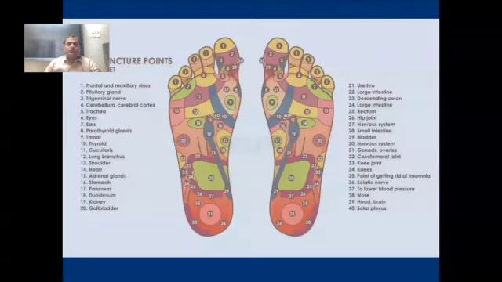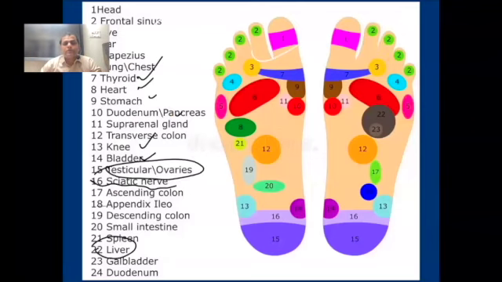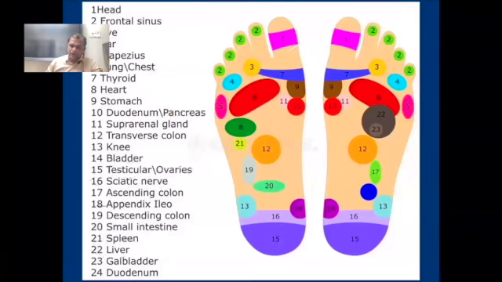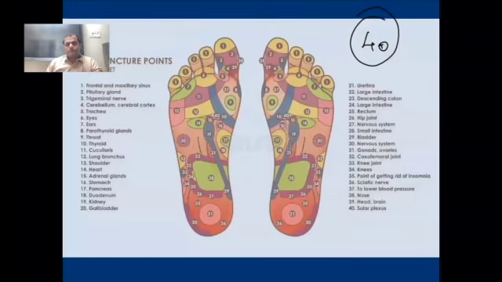So there are too many points, and about 40 points we are going to discuss in this workshop. One by one we will go through the technique, because it is not only the points, but there is a specific technique, and with the help of that specific technique we have to stimulate the point. If we stimulate the point in the right way, then we can bring the right effect. So about 40 points is the target, because they will cover your body entirely. So these are the points under the foot.